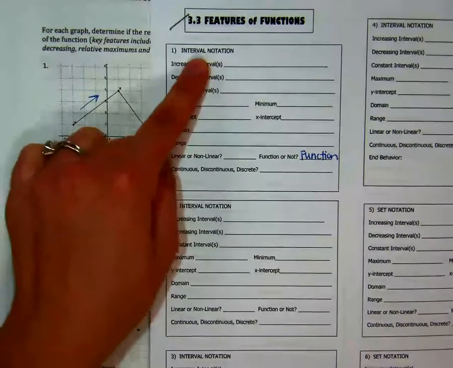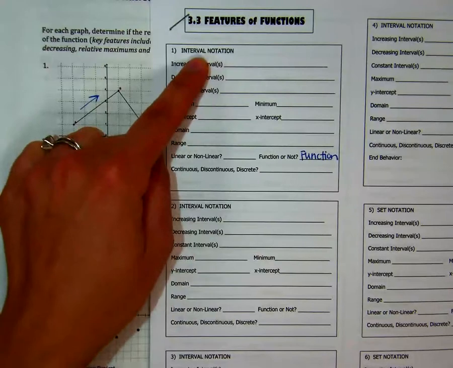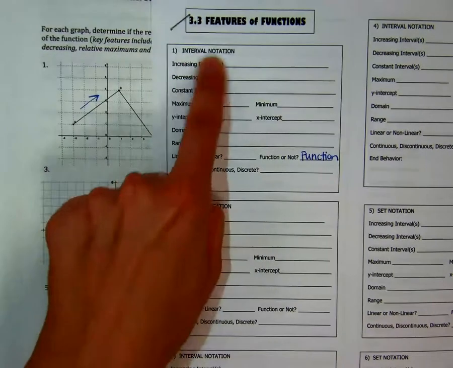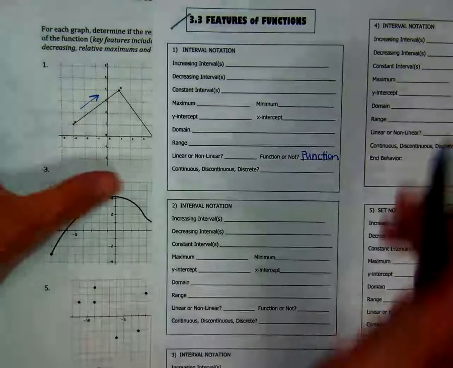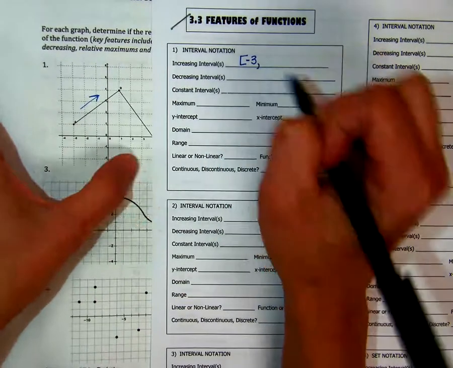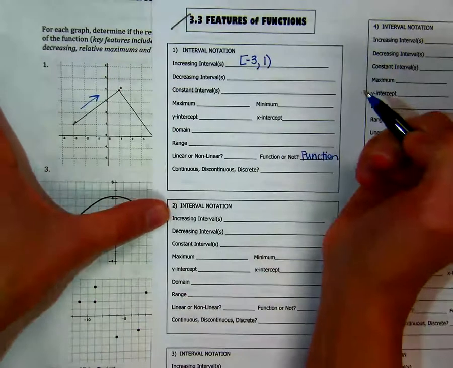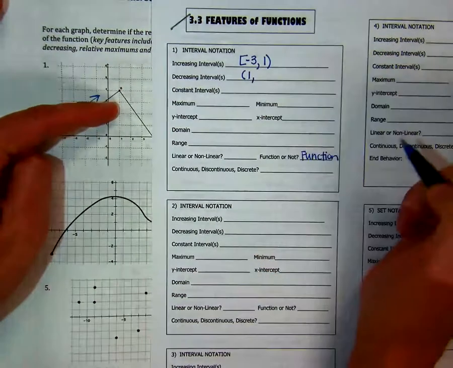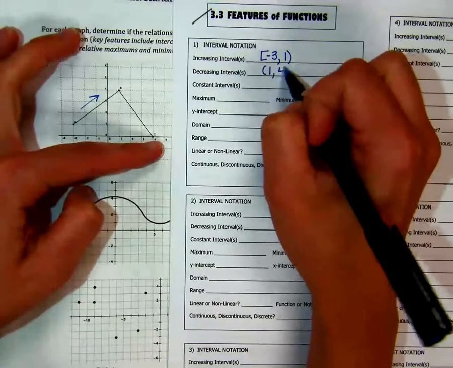In this case, they want you to use interval notation. I have you doing interval and set notation, so you just have to look next to the number for how I want you to write it. So it starts at negative 3. Remember, these are our x values, and goes to 1, and then you put the parenthesis. It decreases again, starts at 1 to decrease, and goes all the way to 4.